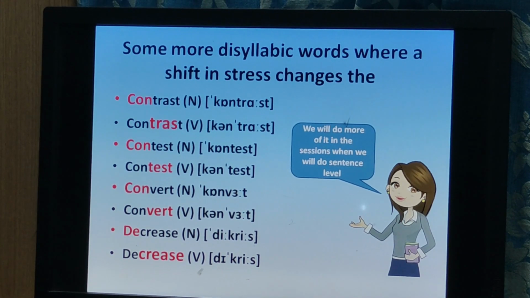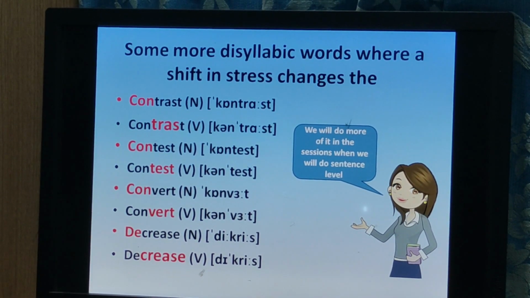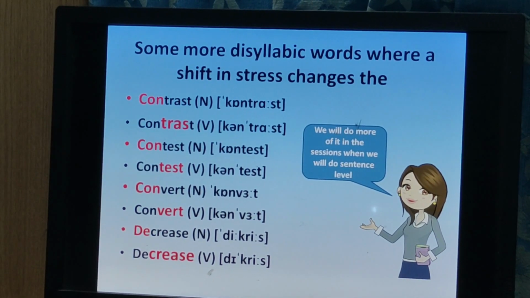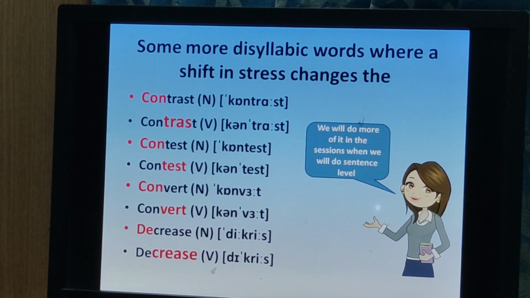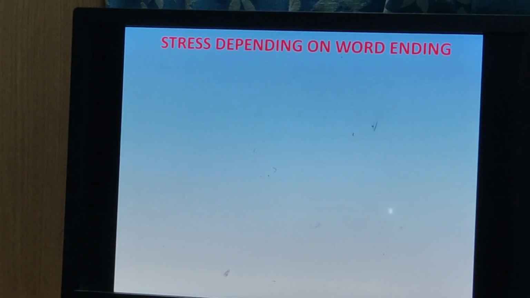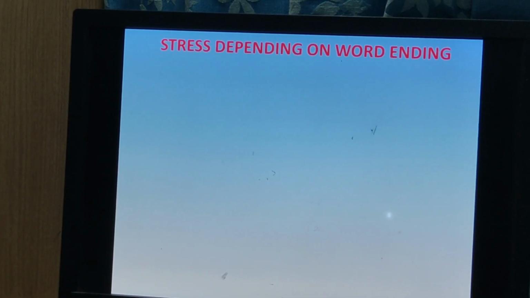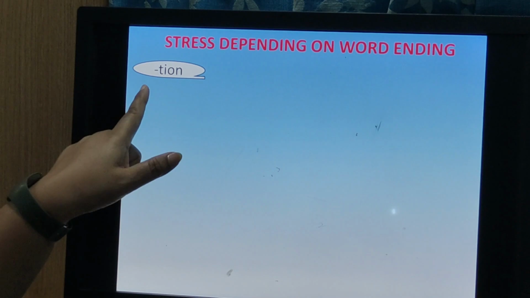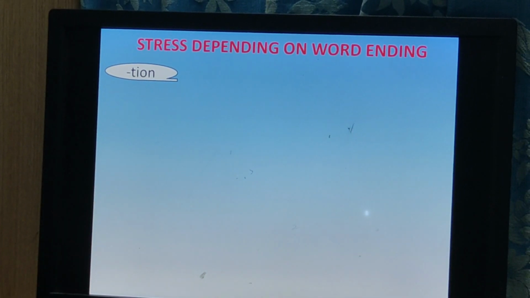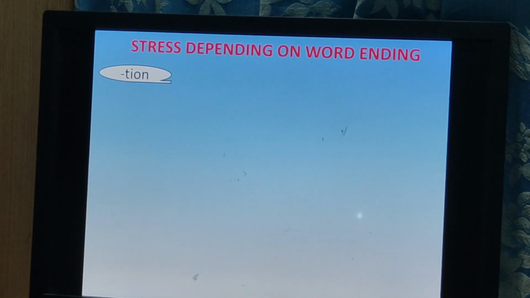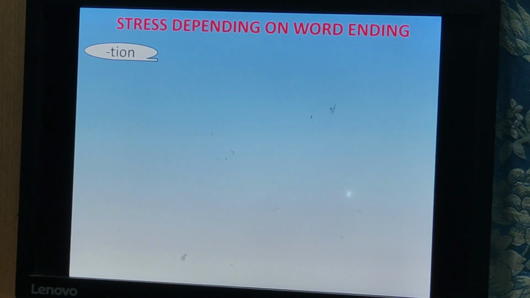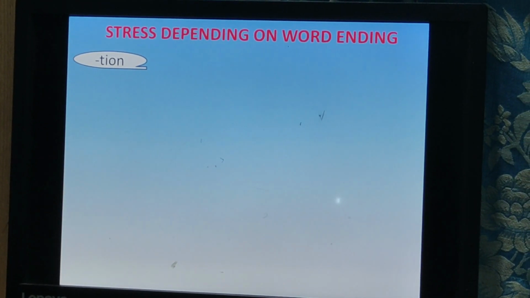There are so many more, but I would like to do this in the next session when we'll deal with them in detail. Now let us go to the main topic that I had promised for this session: guessing the stressed syllable by looking at the word ending. This makes your life much easier. Say, when we have words ending in T-I-O-N, in the entire English language, wherever there are words ending in T-I-O-N, that particular syllable will be stressed. Now let us see how.